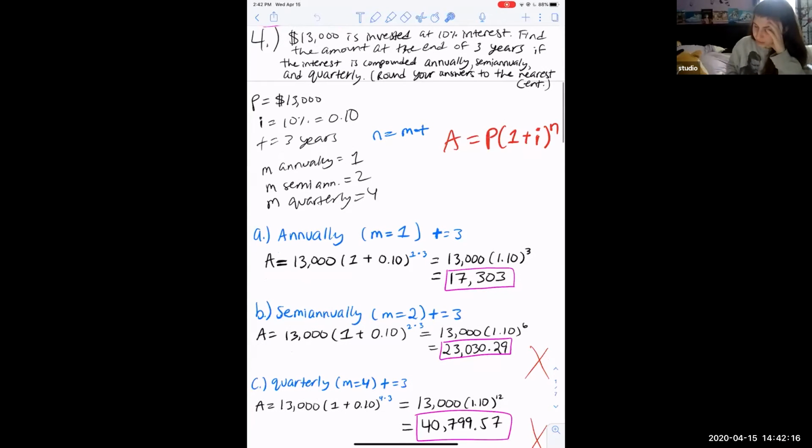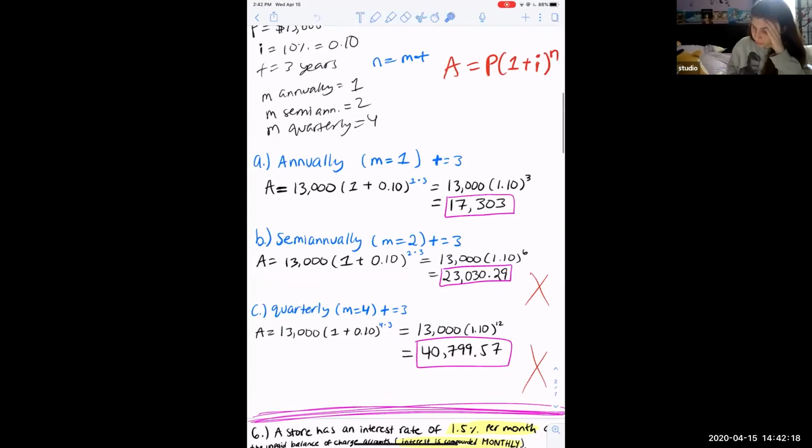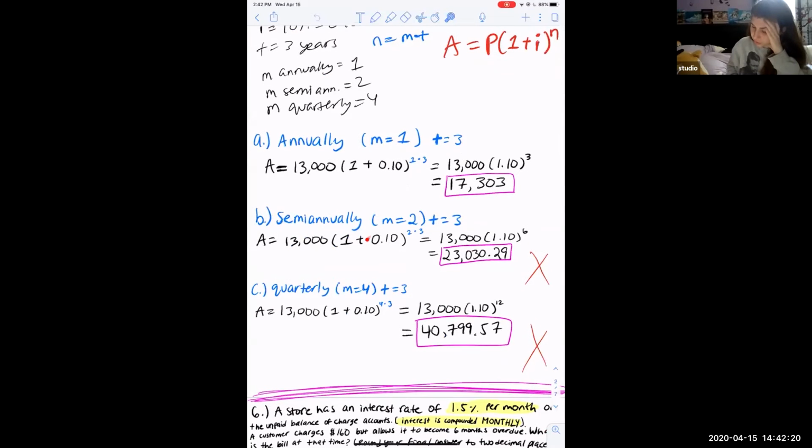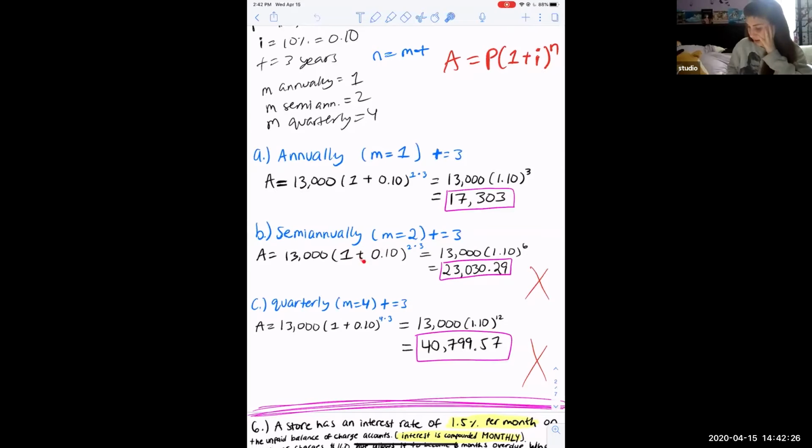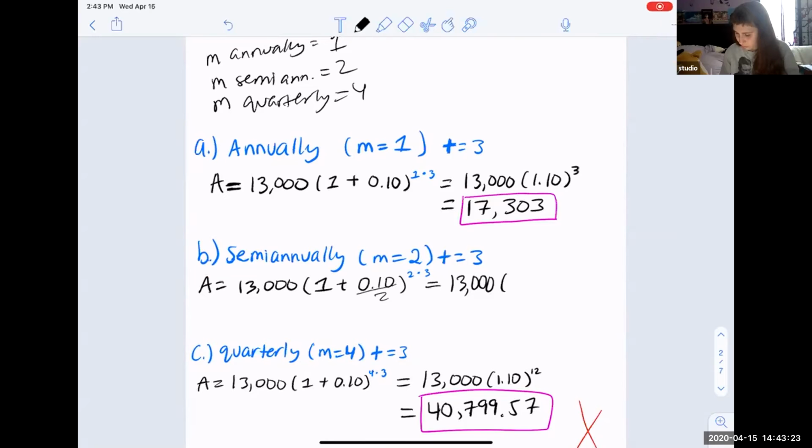So for B is where I messed up. What I would do, since it's semi-annually for B, is divide this by 2. Correct. So that's 0.05 now, so it'll be 1.05. And then N is right, 2 times 3, so it'll be to the 6th. And then my answer comes out.